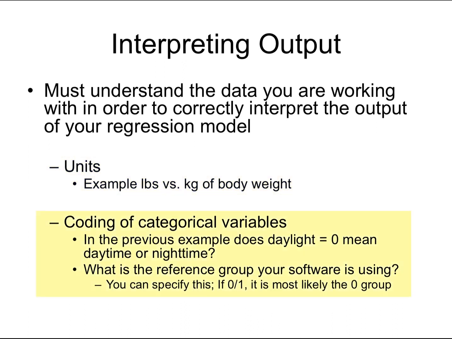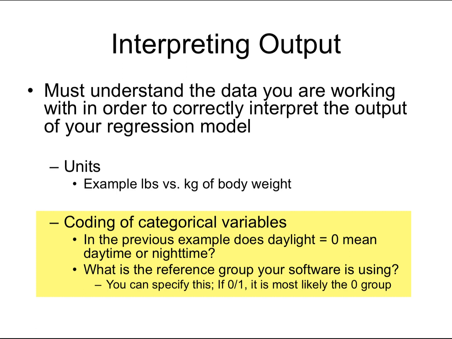It's also important to know the coding of your categorical variables. In the previous example, looking at the association between traffic density and levels of carbon monoxide, we controlled for daylight, which was a categorical variable, daytime versus night. So is your reference group daytime or nighttime? We had said that nighttime equals 0 and was our reference group, and daytime was our category of interest.